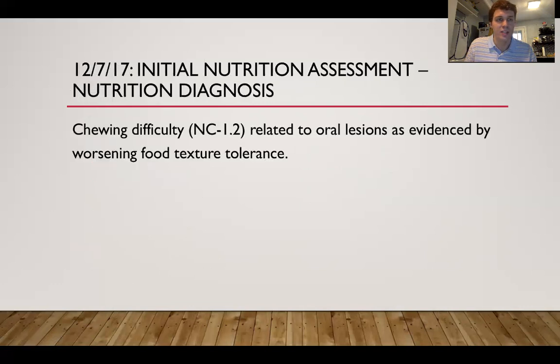to maintain hydration. His nutrition diagnosis that I provided at this point in time was chewing difficulty related to oral lesions as evidenced by worsening food texture tolerance.